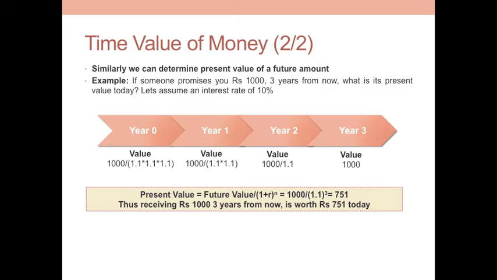Well, the quick and easy formula from your finance textbook is as follows. Present value equals future value divided by 1 plus the interest rate to the power n. In this case, future value is 1000 rupees, interest rate is 10%, while n is the number of years that you're investing in the bank, which is 3 years.